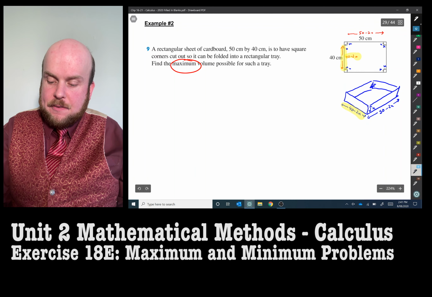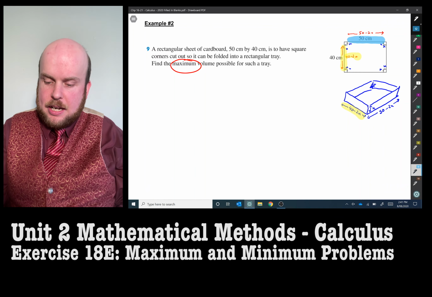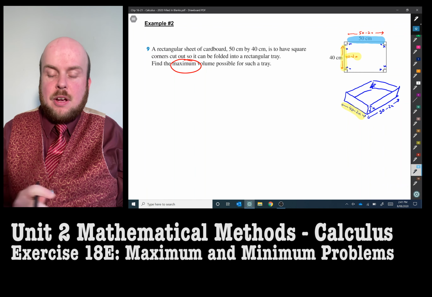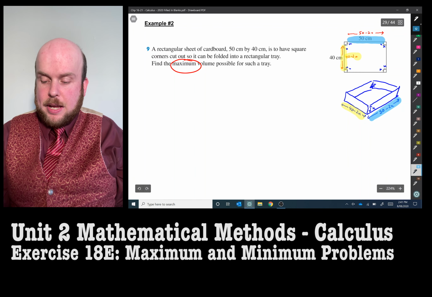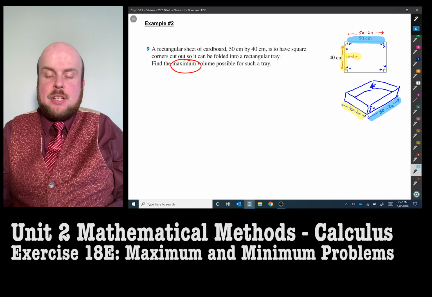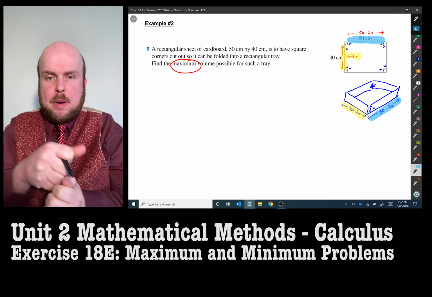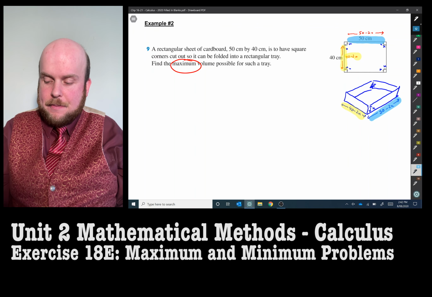As for the other end, the 50, well, for this section here, I've cut out an x length on this side, cut out an x length on that side, so that means that side is going to be just 50 take away 2x. And when I fold it all together, the height is going to be the same height as the amount of x that I cut out from that square. So it's going to be x in height.